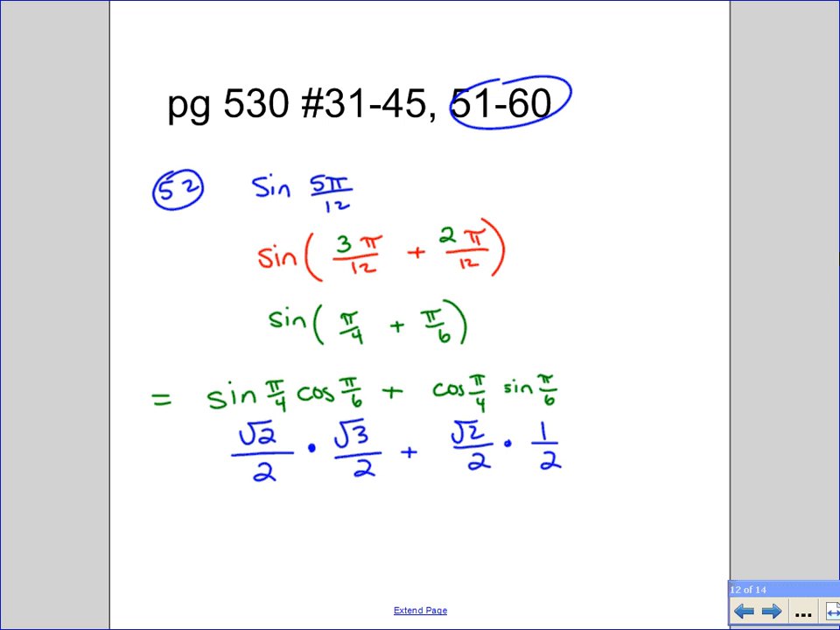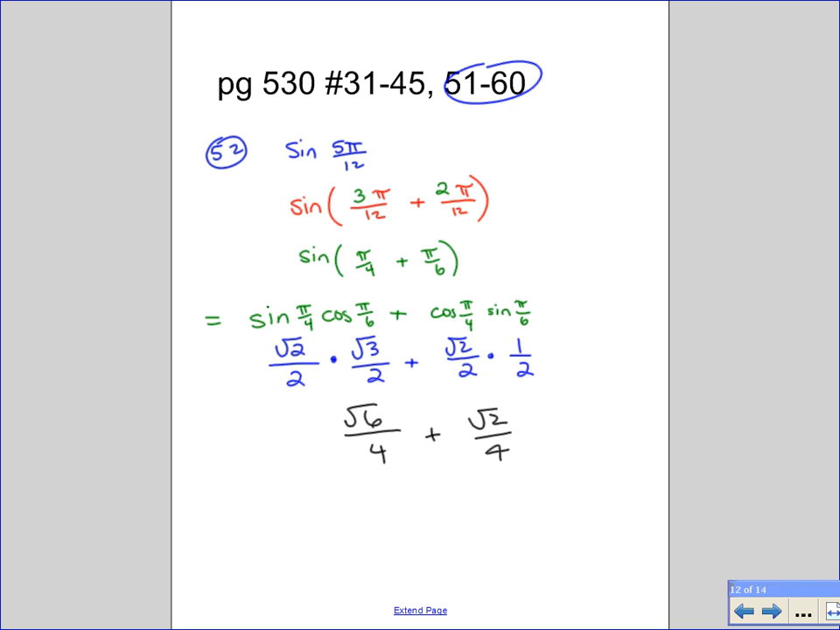Here's how I want you to write your answers and leave your answers. You could leave your answers in this form here where you put the two fractions together and you multiply fractions. Remember pre-algebra, whatever it was we learned, you multiply the tops and you multiply the bottoms. So the answer here is actually square root of 6 over 4 plus square root of 2 over 4. And you're welcome to leave it like that, or you can just write it all as one fraction.